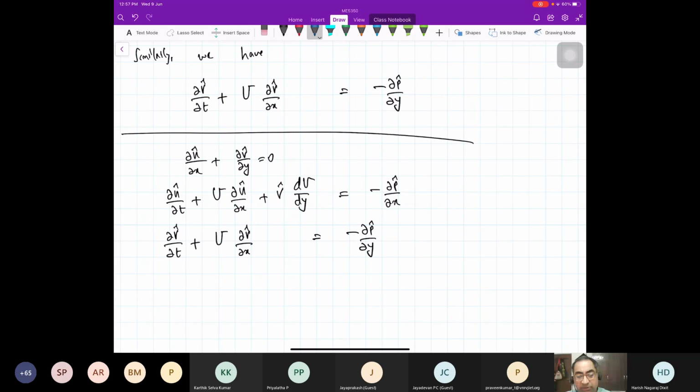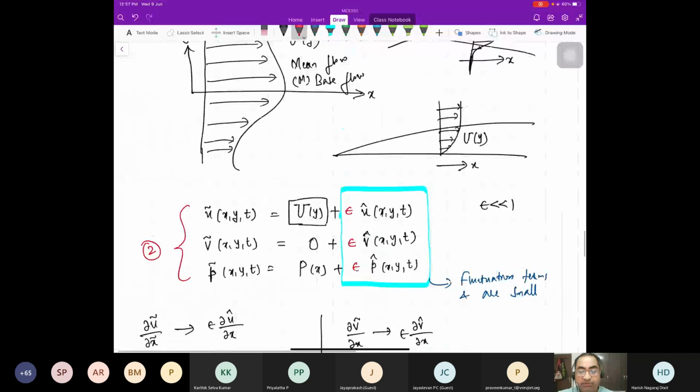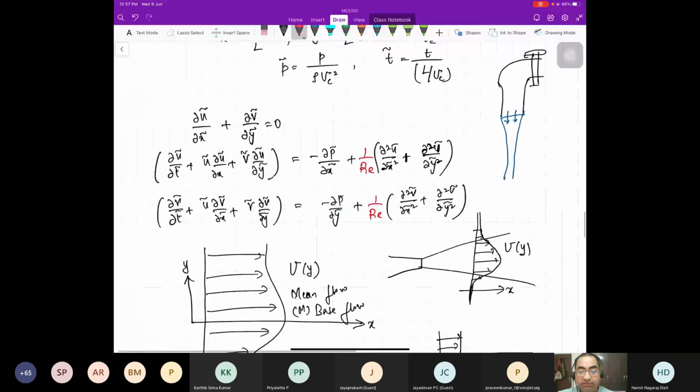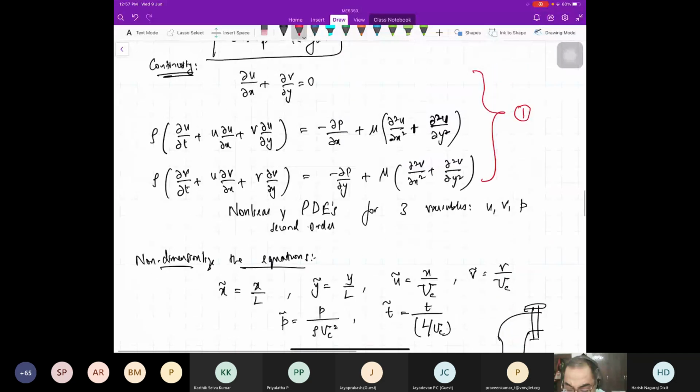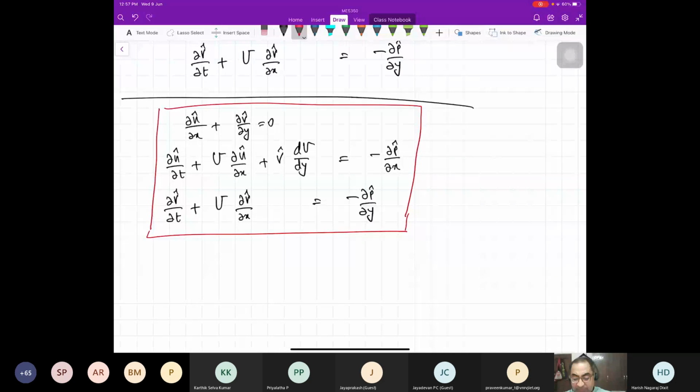Now I have a bunch of equations. What is the nature of these equations? We started with nonlinear second order partial differential equations. Because I got rid of the viscous term, it's no longer second order. But is it nonlinear? Are these equations nonlinear?